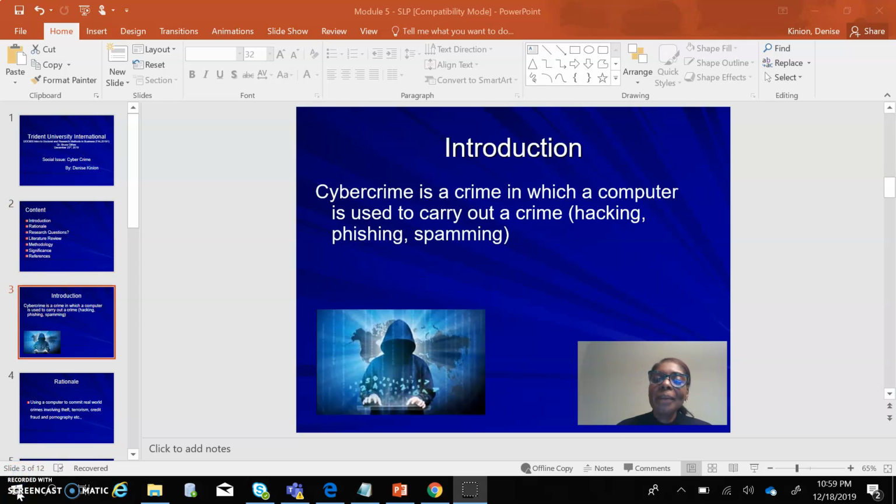What is cybercrime? It's a crime in which a computer is used to carry out criminal activity, such as hacking, which is infiltrating a computer system of a business, individual, or organization. Phishing is impersonating someone via email, and spamming is sending out large amounts of emails, flooding various recipients. Overflooding the email system is spamming.